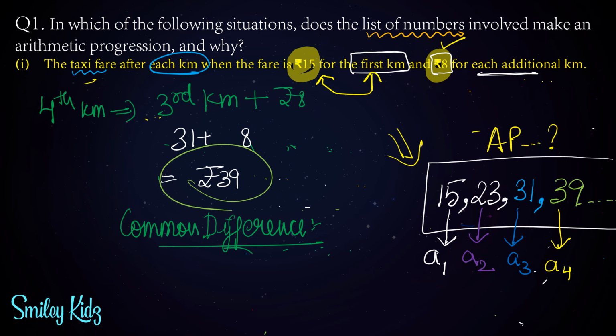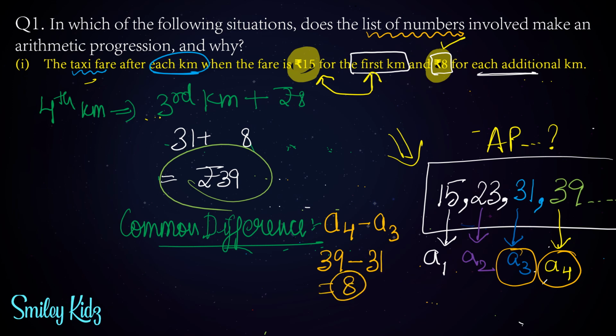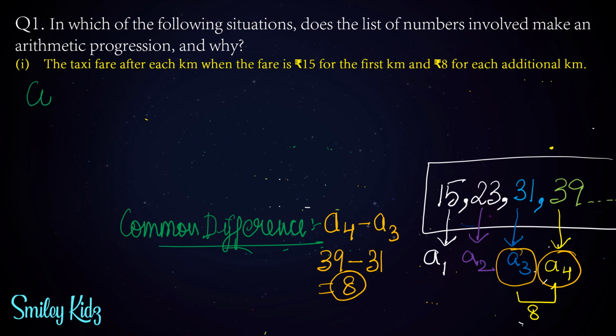So how do we find out the common difference? Now here I have A4 and A3. Among the set of numbers, if I have to find out the common difference, it will be A4 minus A3. Now the common difference will be what? 39 minus 31, which turns out to be 8. Isn't it? Now between these two we have 8. And then we have 31 and 23. Now the common difference turns out to be what?